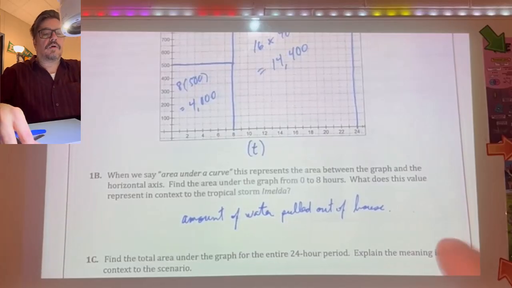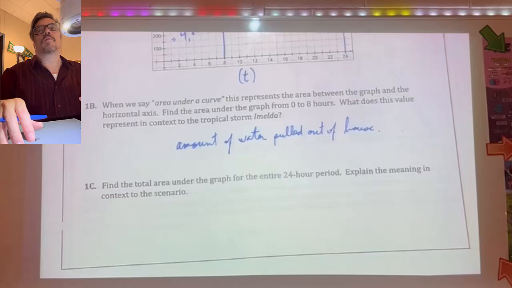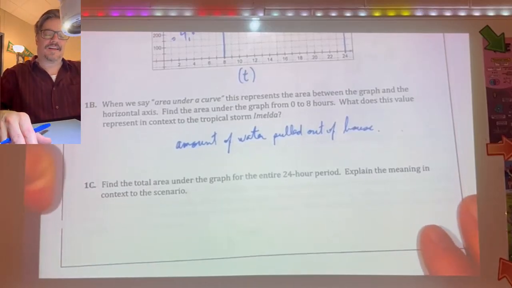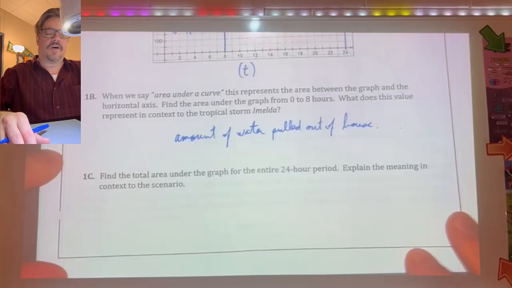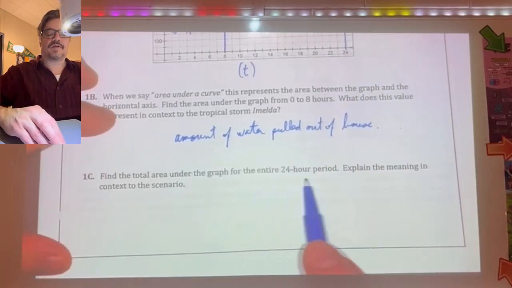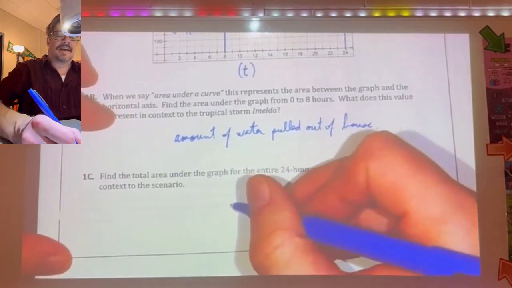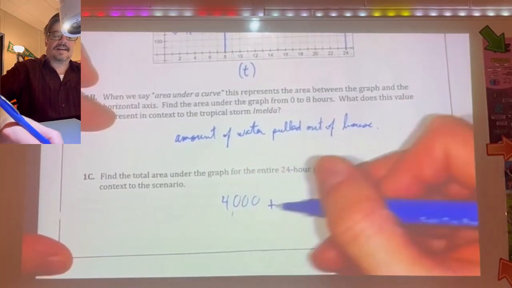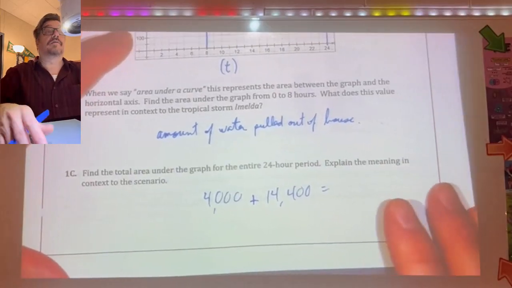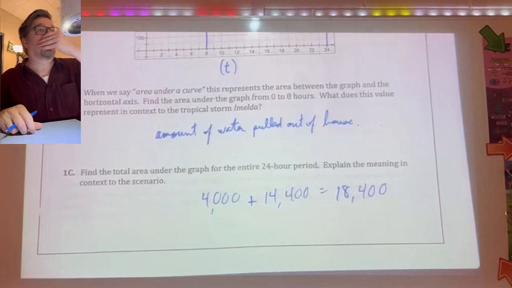And so what we would do, what did we do in order to get the total area? What is the total amount of water? Okay, I screwed up. Find the total area under it for the total 24-hour period. So what does that mean? What does this represent? It represents the total amount of water, right? And we already said that.